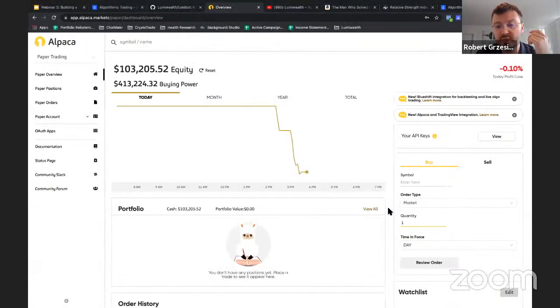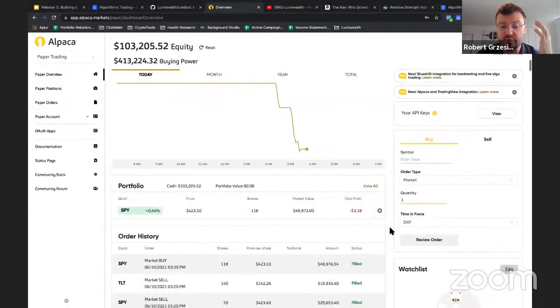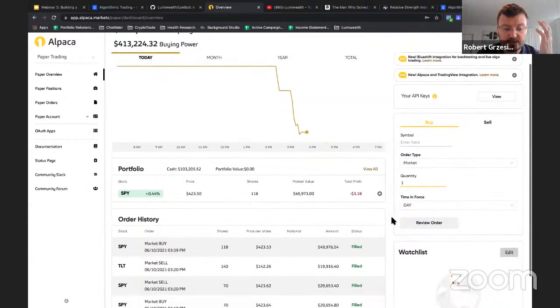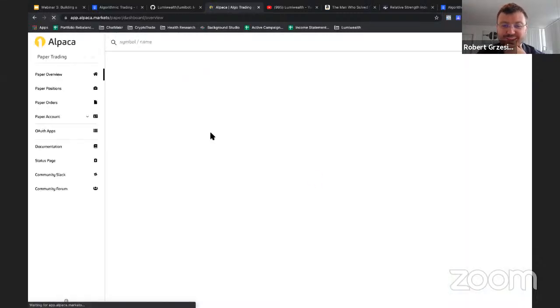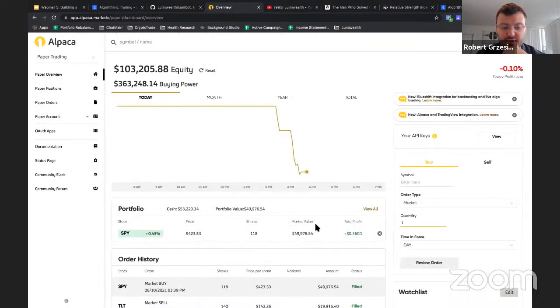So here we go in and we see that it will automatically buy the top symbols, right? So just give it a second. I have to refresh the page. It happens so quickly that sometimes the website can't keep up. There you go.